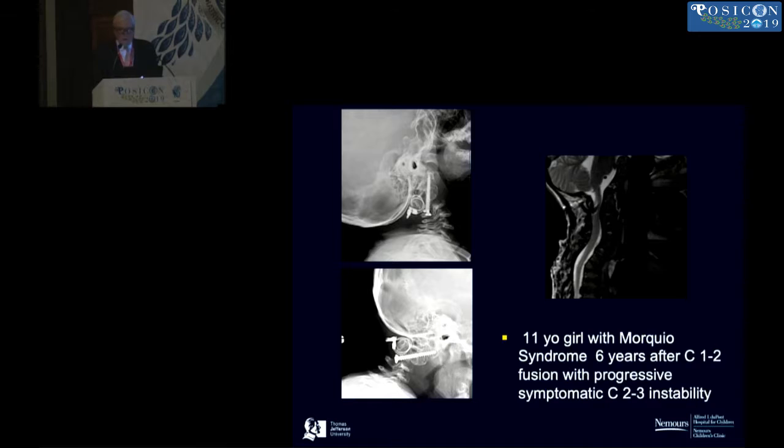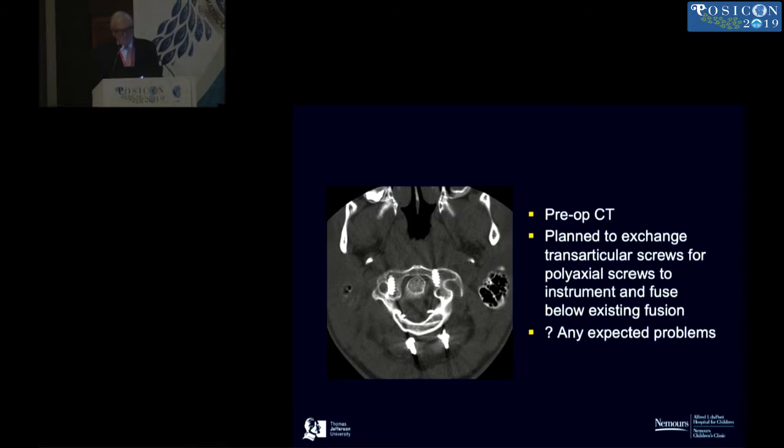Extend it distally. Okay, so do you want to do any studies preoperatively? Flexion extension, which I got there. Yeah, so I did a CT because I was thinking about using lateral mass screws, and I wanted to see if I had enough room to get them in. And so this was a CT. I planned to remove those transarticular screws using a standard upper cervical instrumentation system. What's the problem here?